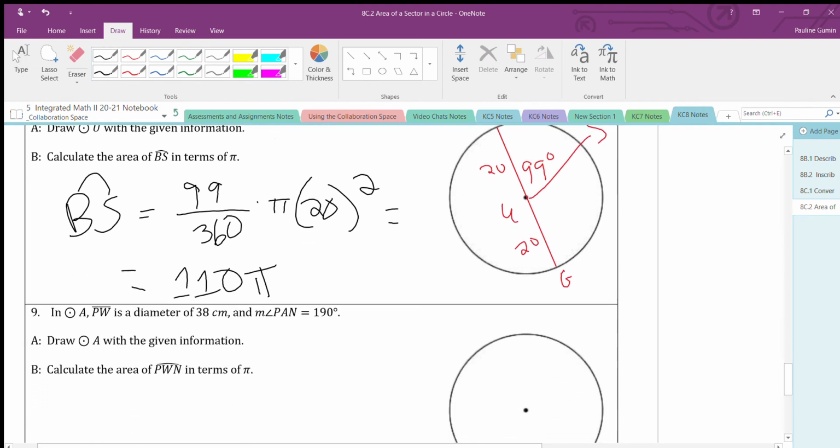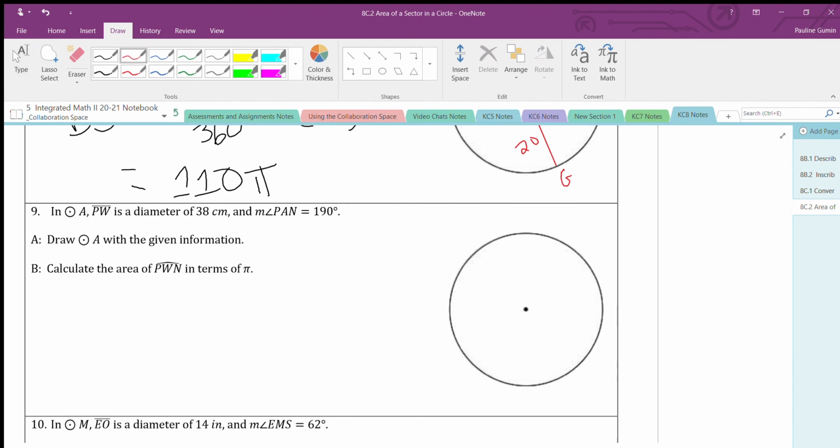Let's try one more. All right, in circle A, let's label it. PW is our diameter. Let's draw it in. PW is 38 centimeters. I divide 38 by 2. That's 19. The measurement of PAN is 190. That would be right there. So 180 is half of a circle, so that is 190.